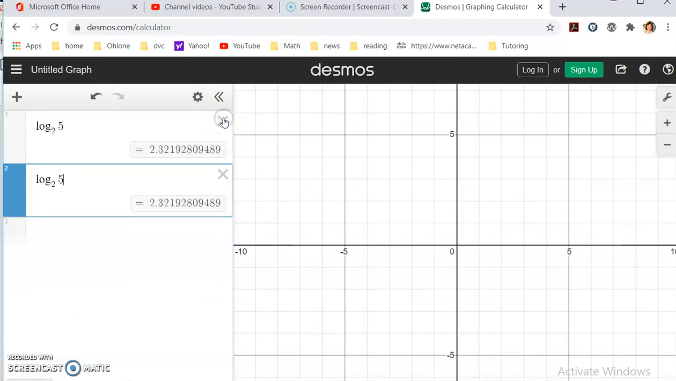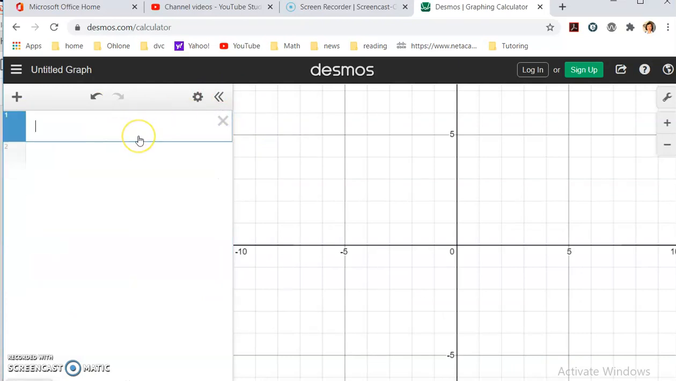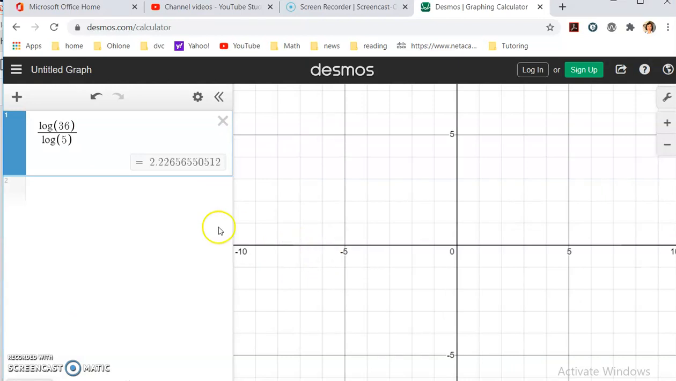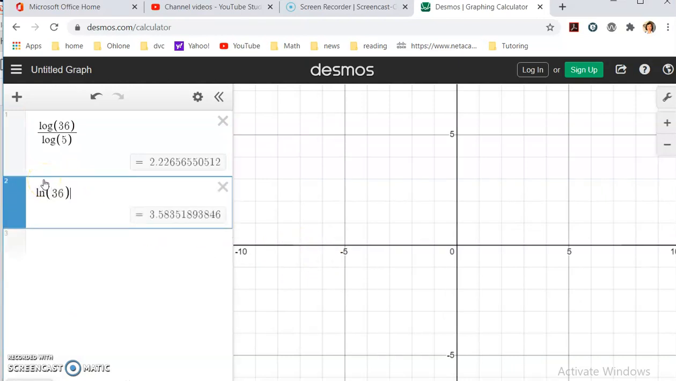We would use log 36 over log 5, right? 2.2266. You can check that if you do ln, you get exactly the same number. ln 36 divided by ln 5 is 2.2266, exactly the same, right?